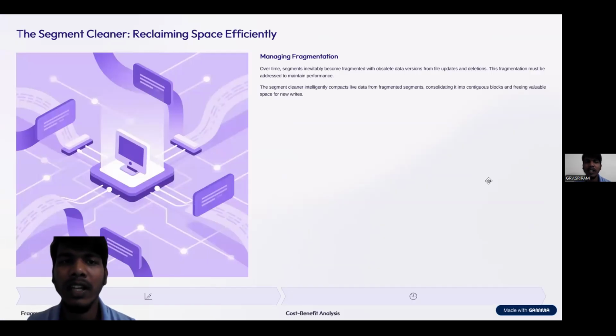And when we talk about the segment cleaner, here it is reclaiming space efficiently. So here it is managing fragmentation. Over time, segments inevitably become fragmented with obsolete data versions from file updates and deletions. So this fragmentation must be addressed to maintain performance. The segment cleaner intelligently extracts live data from fragmented segments, consolidating it into contiguous blocks and freeing valuable space for new writes.